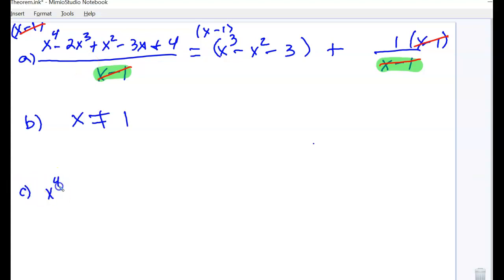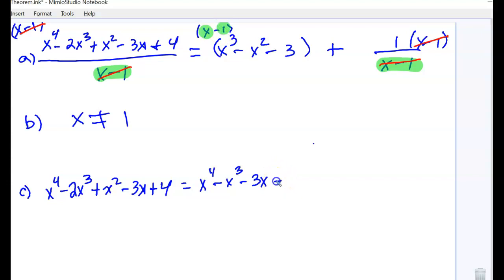So I have x to the 4th minus 2x cubed plus x squared minus 3x plus 4. And now I'm going to distribute this x into the trinomial. So that's going to give me an x to the 4th minus an x cubed minus 3x. Then I'm going to distribute the negative 1 to get a negative x cubed plus an x squared plus 3. And I still have this plus 1 from over here.